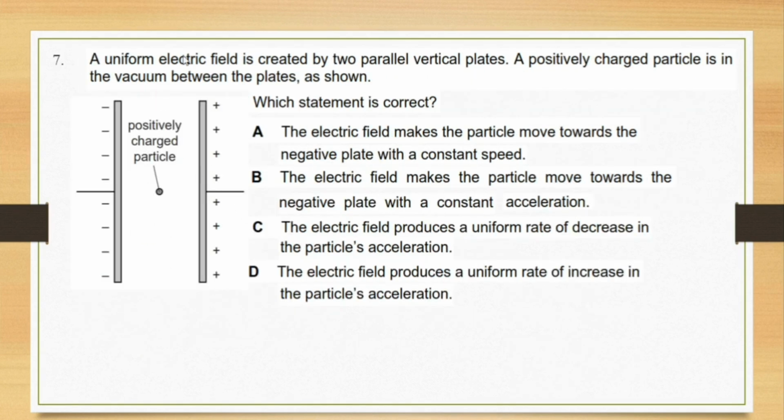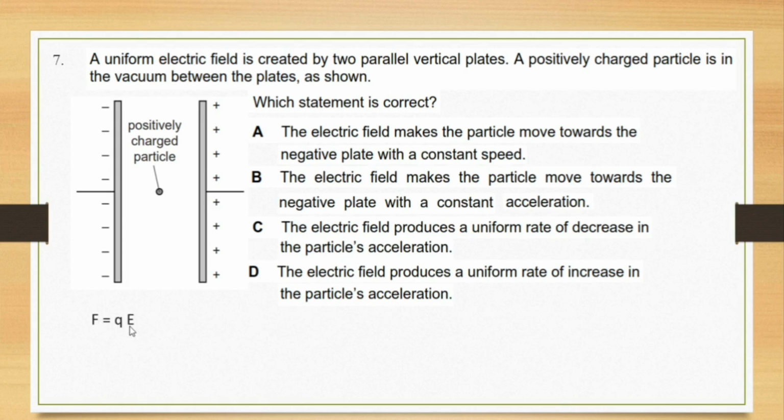Number 7. A uniform electric field is created by two parallel vertical plates. A positively charged particle is in the vacuum between the plates as shown. We want to find which statement is correct relating the electric field and the movement of the particle. We have to see here that F is equal to Q multiplied by E, where E is the electric field strength. So this electric field strength will give a certain force to a charged particle.